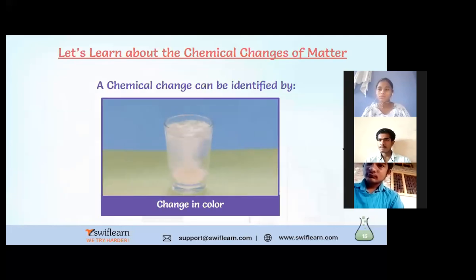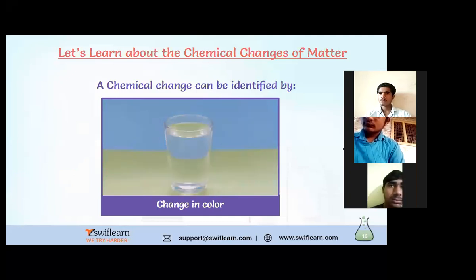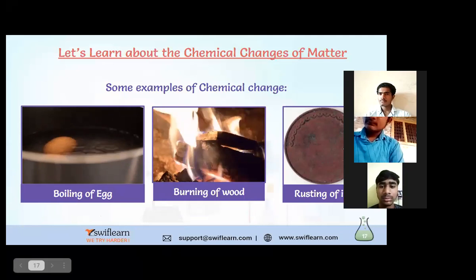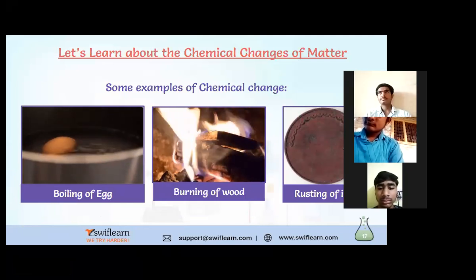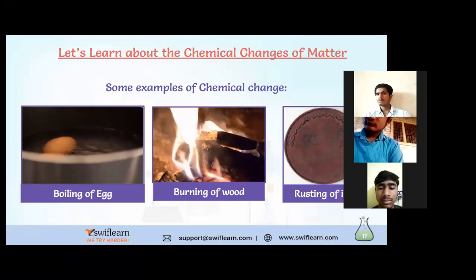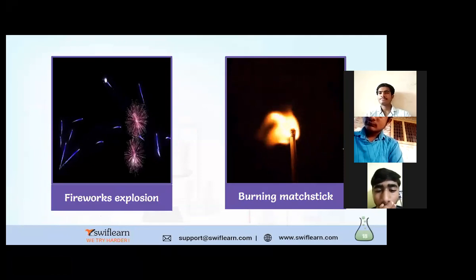See, change in color. When we drop something, within seconds the color of the water changed. See how the color changes. This is also a chemical change. Boiling of an egg, burning of wood, rusting of iron, already we discussed all these examples. All these are chemical changes. And fireworks also.